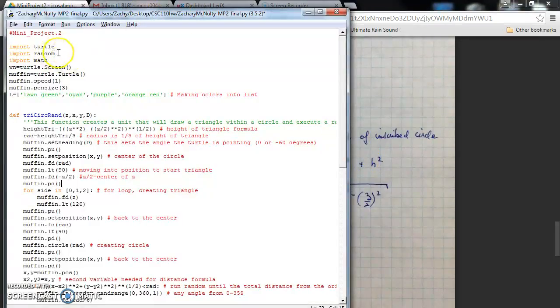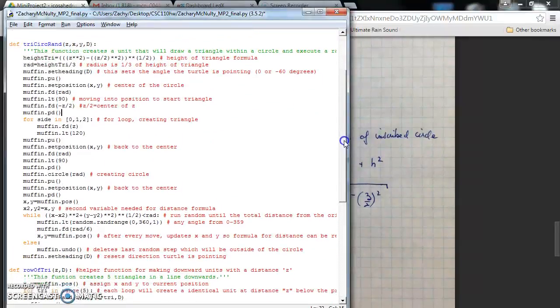So here is the code. I import the turtle module, I import the random module, and I import the math module. I title my screen, I title my turtle Muffin after my cat, and I have the speed set at 1, which is rather slow, so I can show you some stuff while it's moving in slow motion. Pen size of 3, and here's a list that I start at the beginning with lawn green, cyan, purple, and orange red for the colors of my triangles.